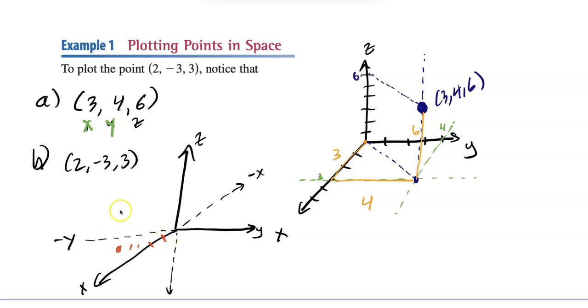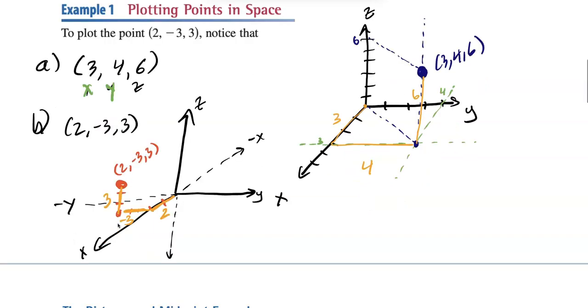Then I've got to go up 3 on my Z: 1, 2, 3. So right there, about. That's where that point is, right? So in this one we went 2 on my X, then back 3 on my Y, then up 3 on my Z. So you get a point about right there. That's how you plot in 3D space.